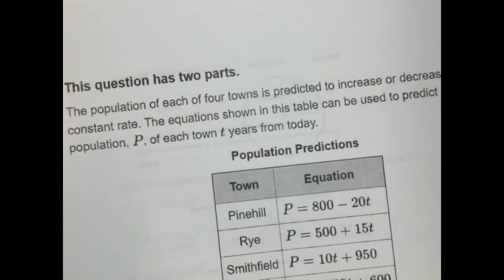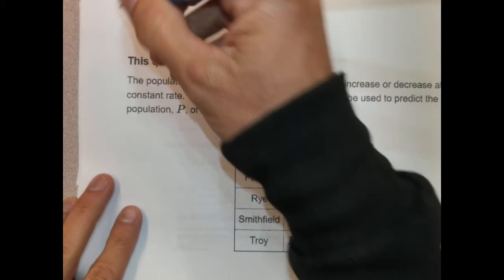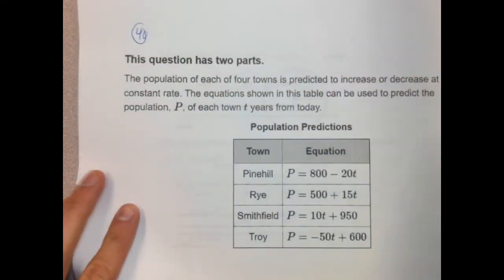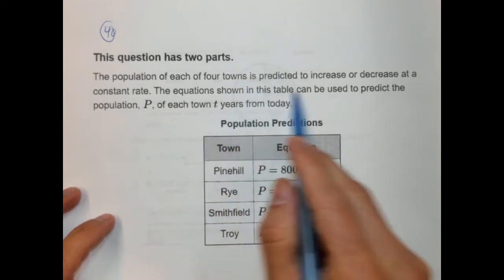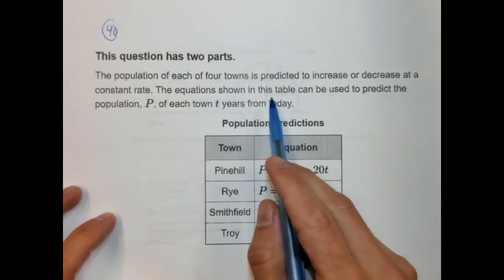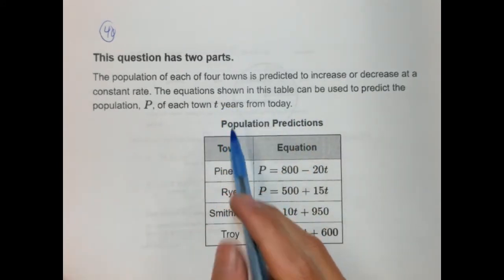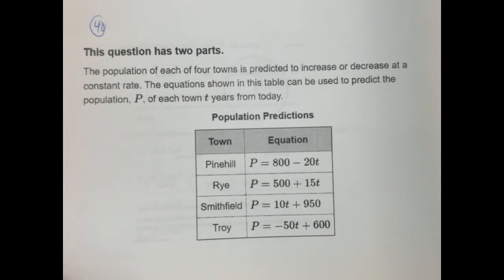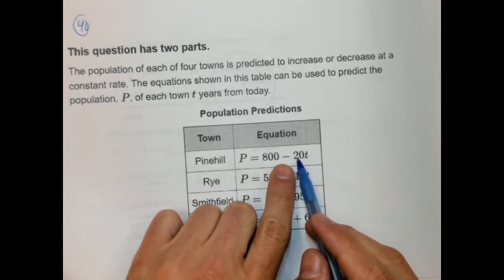Number 40. This one also you got to be careful. This one almost tripped me up when I was doing this one. So number 40. The population for each of the 4 towns is predicted to increase or decrease at a constant rate. The equations shown in this table can be used to predict the population P for each of the towns T years from today. So these are all linear equations, right? So Pine Hill is here, right? And you can tell it's going down by 20 each year.